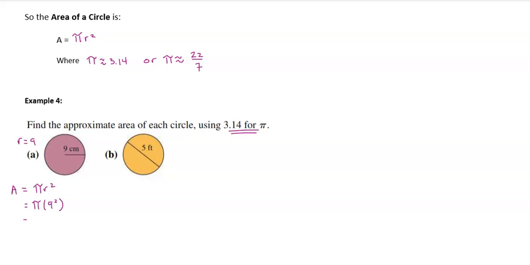So we get 81 times pi, which is 3.14. 81 is 9 squared, times 3.14. Sorry, I changed the order of these because that's just my habit to always put the number first. And then when you multiply this out, you're going to get 254.34, and it's centimeters, and they are squared. All right, the next one.